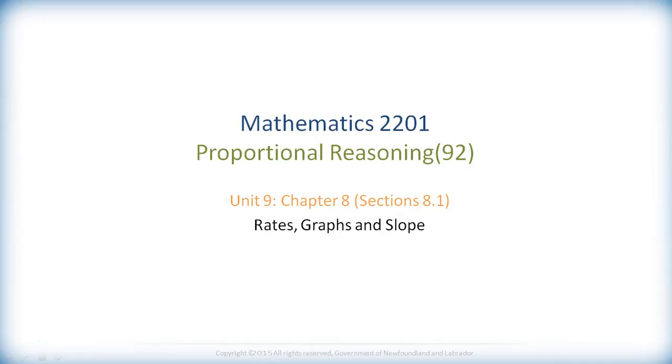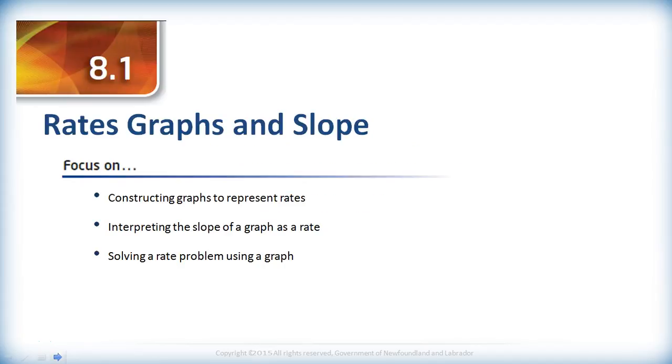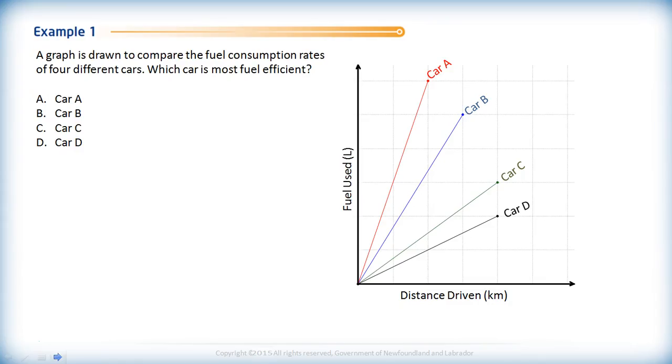Okay, folks, we're still looking at rates, graphs, and slope here, and still talking about proportional reasoning. This is our 92nd installment, still in Section 8.1, which is your 9th unit. So we're going to talk about the same stuff as last time, but now we're going to do some practice questions.